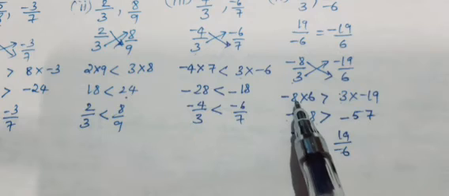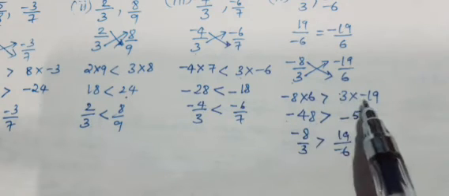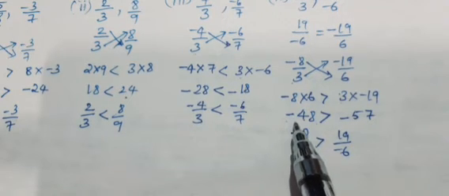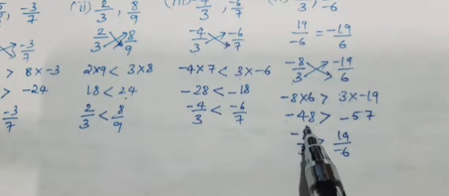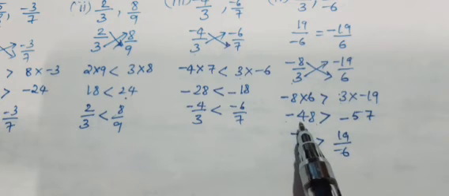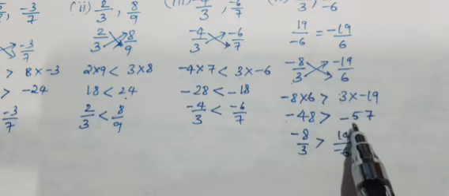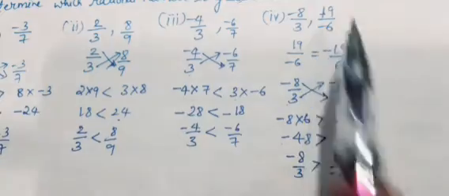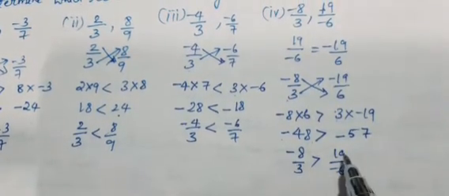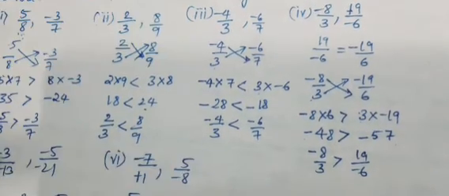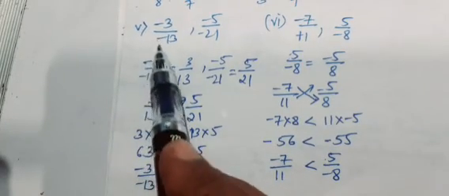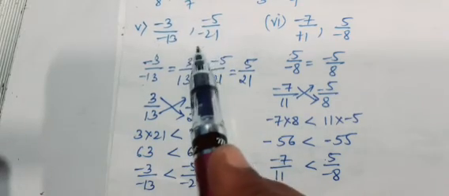Minus into plus is minus, 8 6s are 48. Plus into minus is minus, 19 3s are 57. The number having smaller value with negative sign is the greater number, children. Now, minus 48 is greater than minus 57. Therefore, in the last step, we take the two rational numbers: minus 8 by 3 is greater than 19 by minus 6.